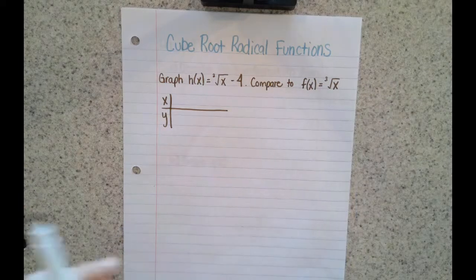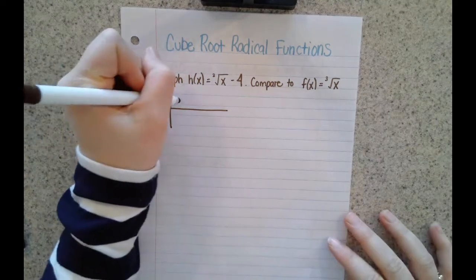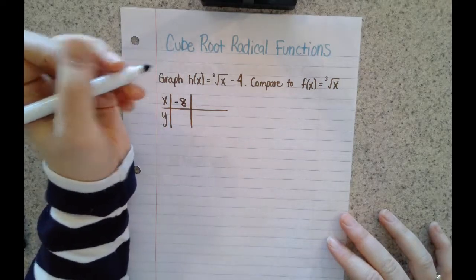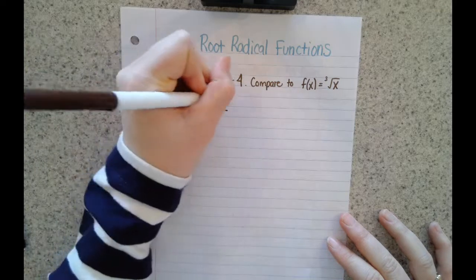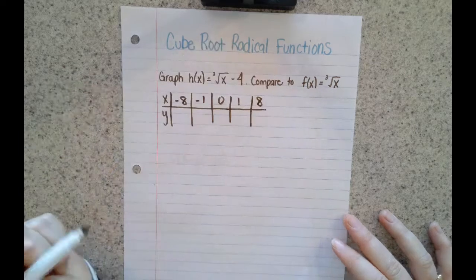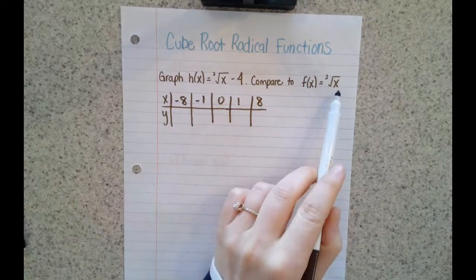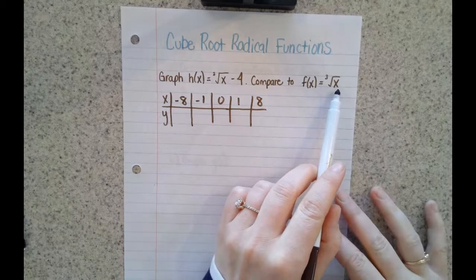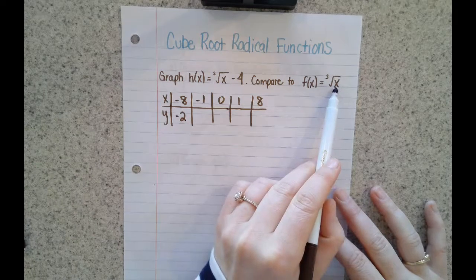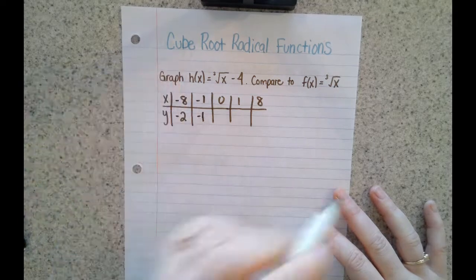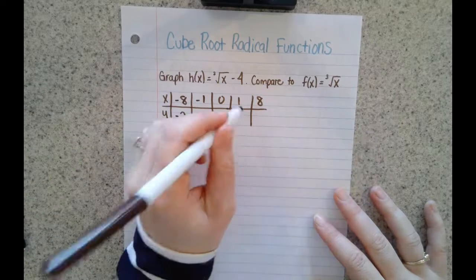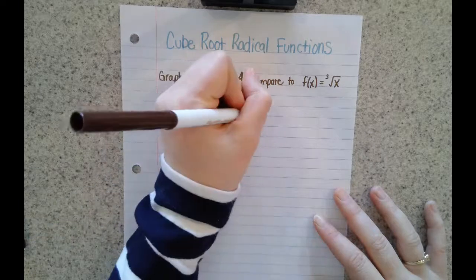All right, my first input that I'm going to use is that negative 8. That's a perfect cube. And then I'll just go through some of the other perfect cubes, negative 1, 0, 1, and 8. If I plug in a negative 8 into f of x, I'll get a negative 2 as my output. The cube root of a negative 1 is negative 1. The cube root of 0 is 0. The cube root of 1 is 1, and the cube root of positive 8 is positive 2.